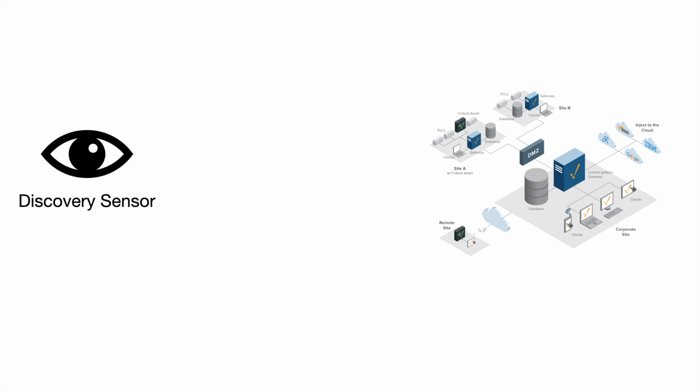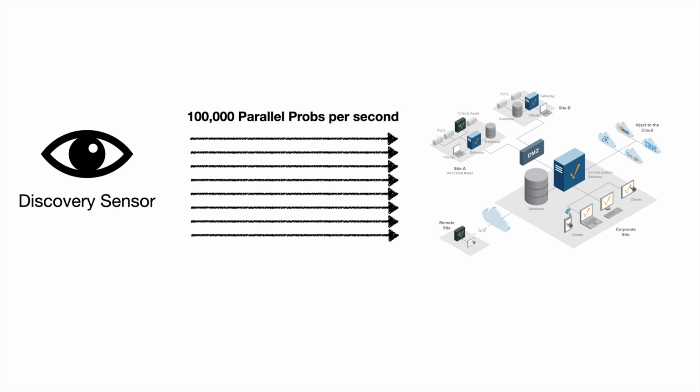CyberVault's advanced discovery sensor technology can deliver over 100,000 parallel probes a second, making it the fastest network scanner on the market. This innovation allows CyberVault to deliver near real-time view of even the largest networks.